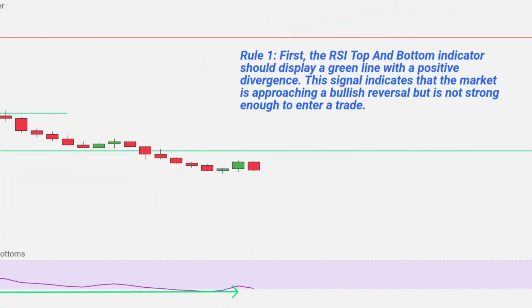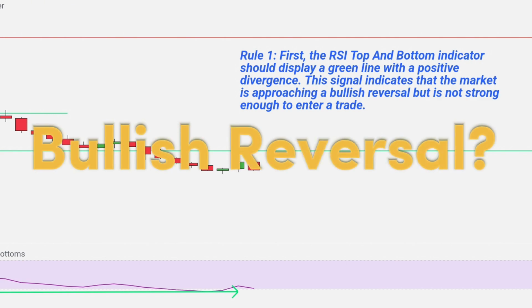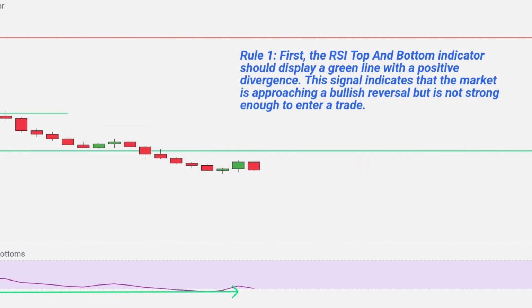Let's take a look at another long position. Rule 1. First, the RSI top and bottom indicator should display a green line with a positive divergence. This signal indicates that the market is approaching a bullish reversal but is not strong enough to enter a trade. This suggests that we need to take a closer look at the market.